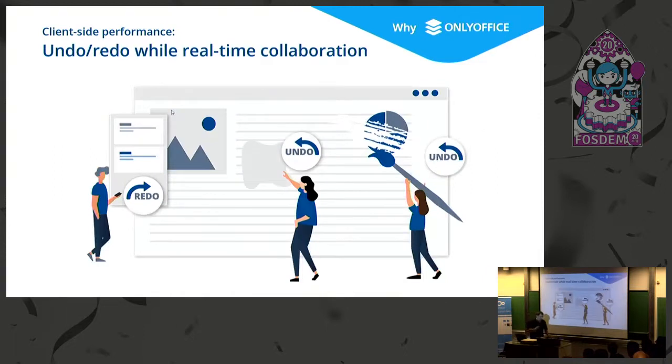One more example. A simple action like undo your last move can be a very hard job if you work in co-editing mode. So ONLYOFFICE allows you to use undo feature without affecting your co-authors. ONLYOFFICE has its own lists of the actions mapped to every user in the document. So you are able to use your undo without affecting any other users.